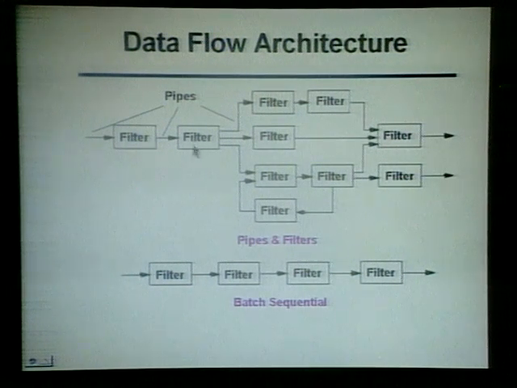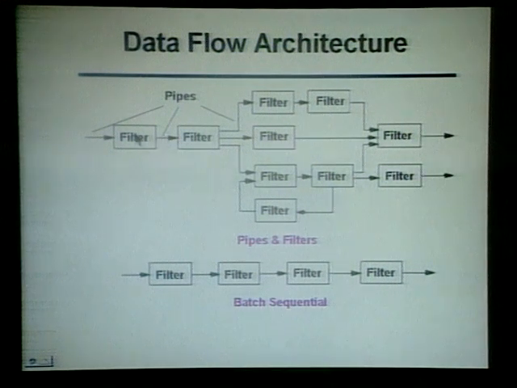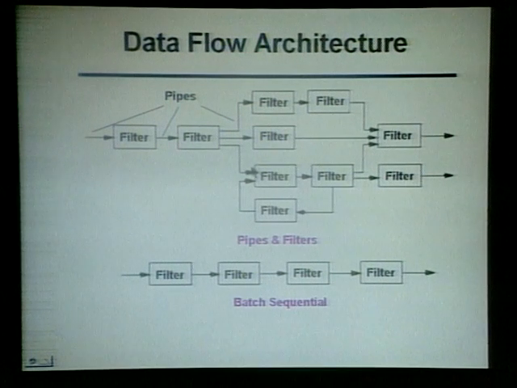So we have a number of filters, which are the data processors. Data processors are connected with each other with the help of pipes. Each filter receives some data, does some kind of processing, and produces the output, which becomes the input to the next filter in the sequence. Of course, the data produced by one filter may be input to more than one filter.